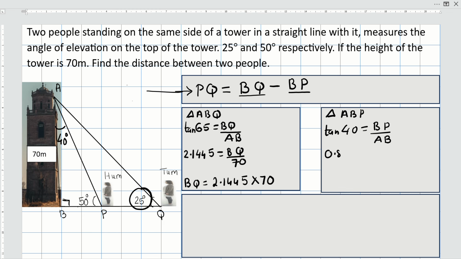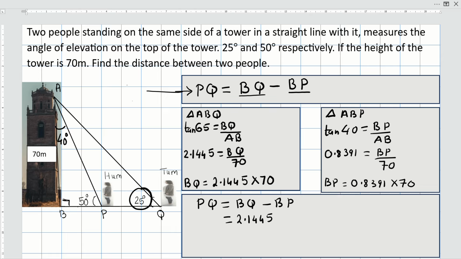Now from the table, as your teacher has taught you how to find the value of tan 40, that is 0.8391 is equal to BP, which we have to find, upon AB. What is AB? AB is 70. So here BP is equal to 0.8391 into 70. If you have seen, I have not done any calculation anywhere. I have left it as it is. Now use your brains. PQ is what? PQ is BQ minus BP. Fine. So here, what is BQ?